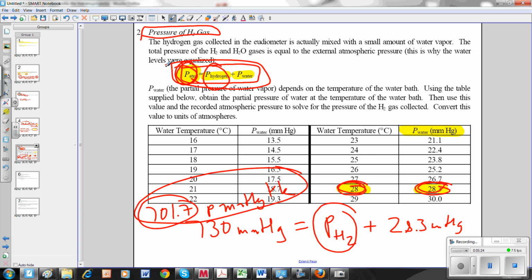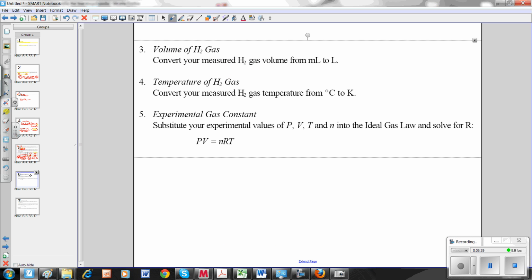Take the value of the temperature, whatever temperature your reaction occurred at, probably 24 or 25. You would use one of these values to basically take the total pressure minus the pressure of water, which will give you the pressure of hydrogen gas. Then we go over here.